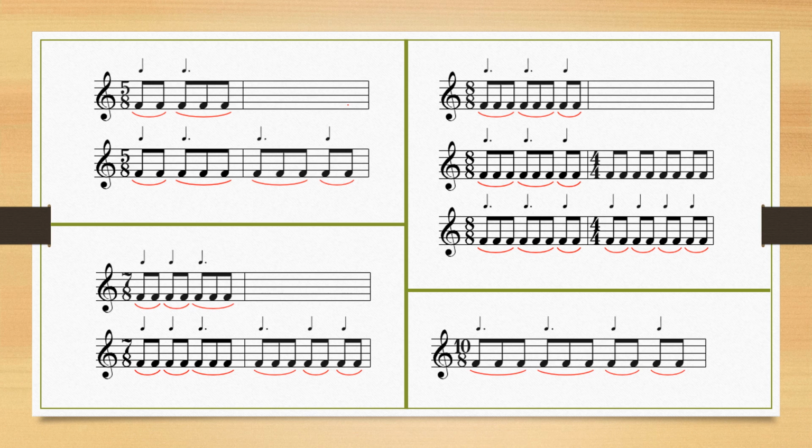And then we come to 10/8, which would be 1 2 3, 1 2 3, 1 2, 1 2, 1 2 3, 1 2 3, 1 2, 1 2. Or if we put the big beats together, you might hear it sound like this. Which might not sound like much right now. But let's look at this.